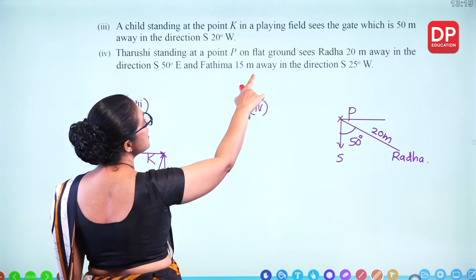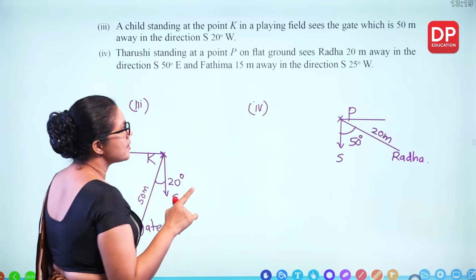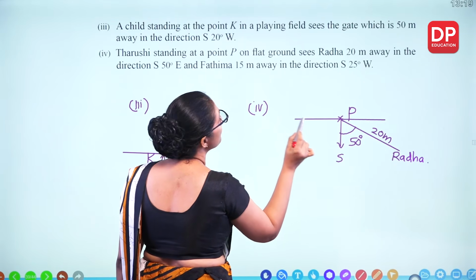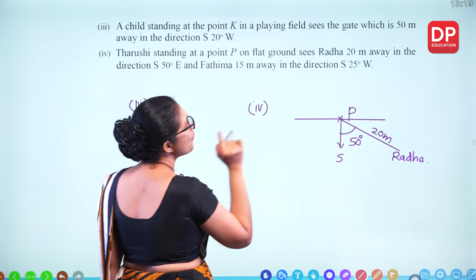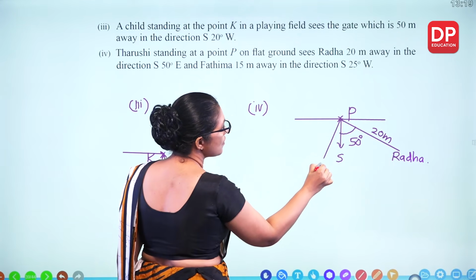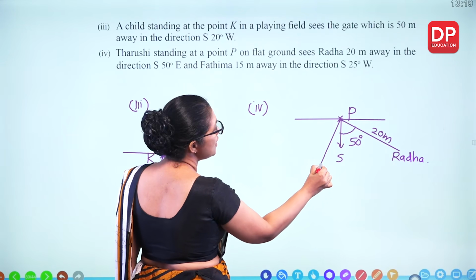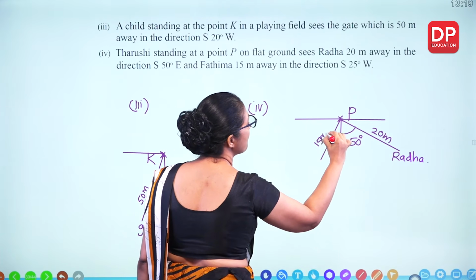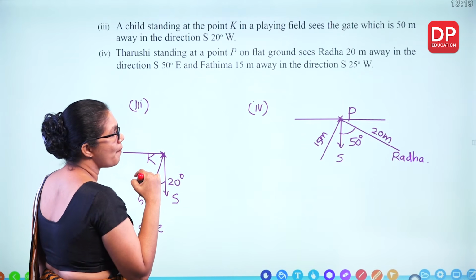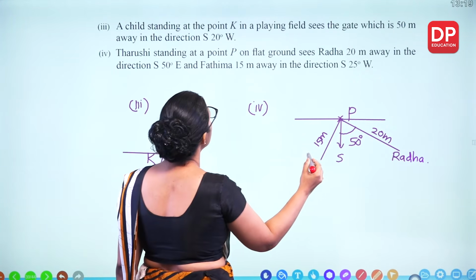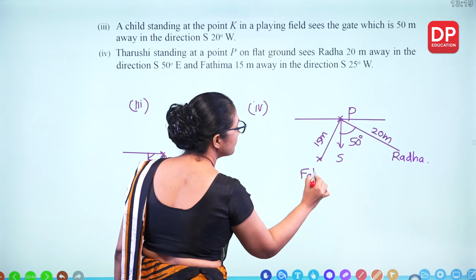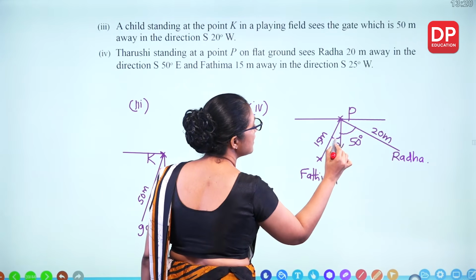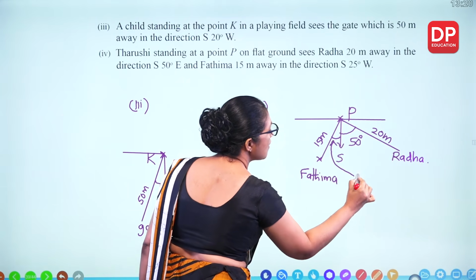And Fatima 15 meters away in the direction south and west. So south and west now. So we need to take the west side also. So what's the angle? 25 degrees from south. So somewhere here. What's the distance? 15 meters. So less than that. So 15 meters away from here, from P. That's Fatima. What's the angle? 25 from south. So this angle is 25 degrees.